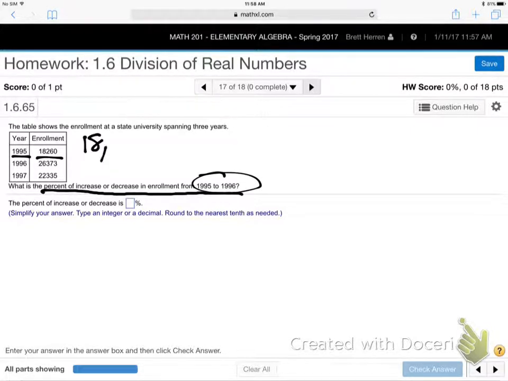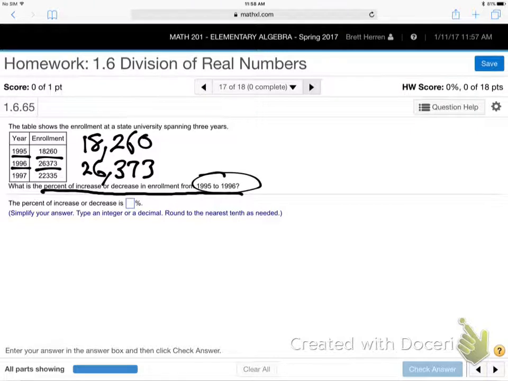It went 18,260. And then in 1996, yeah, they just want the next year. They don't even want me to use the 97 data. That's just for nothing, I guess. It became 26,373, right? Enrollment went up quite a bit, right?